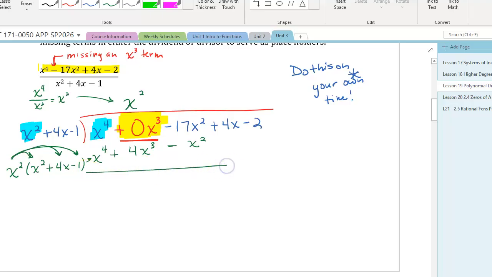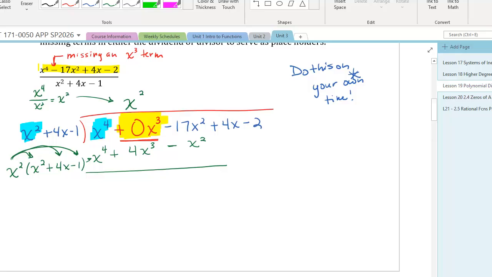So this is what I was talking about. Notice that if I did not have this 0x to the third in here, then the 4x to the third would be under 17x squared, and I would probably be tempted to add those terms together. Likewise for the 4x and the minus x squared. So it's just a placeholder to help keep everything lined up so that we're adding like terms.